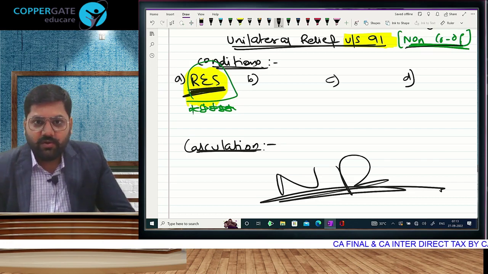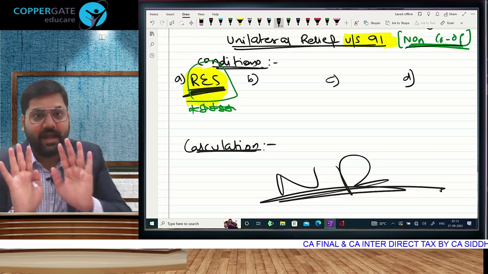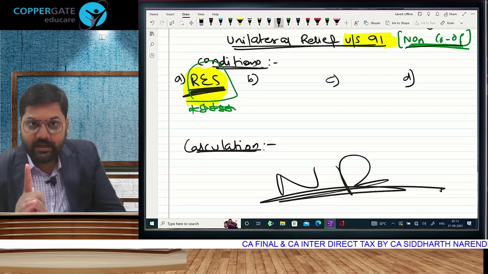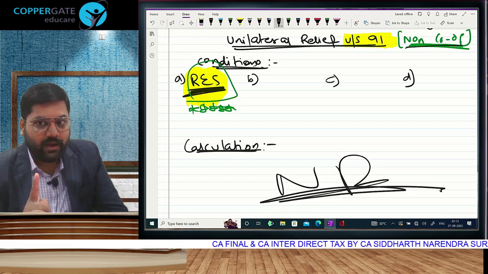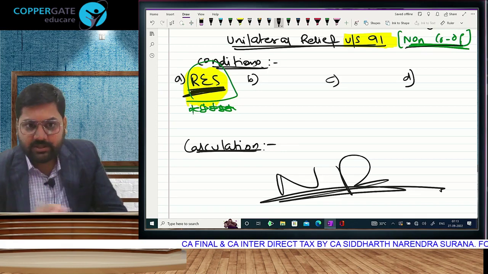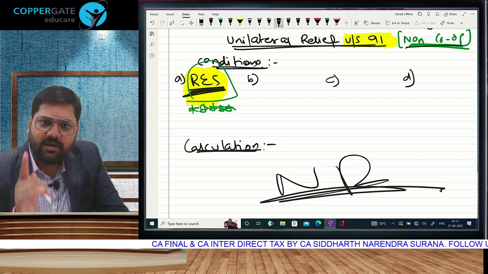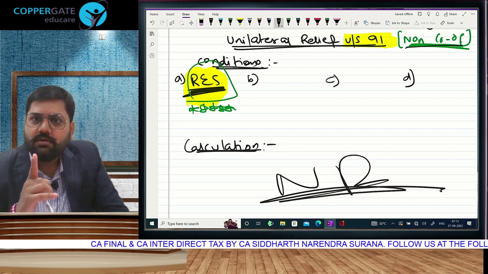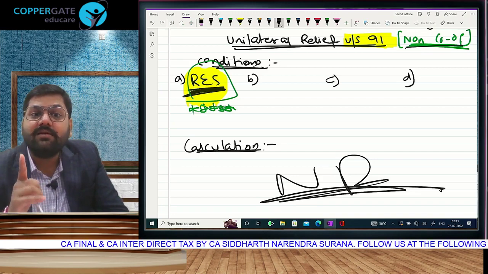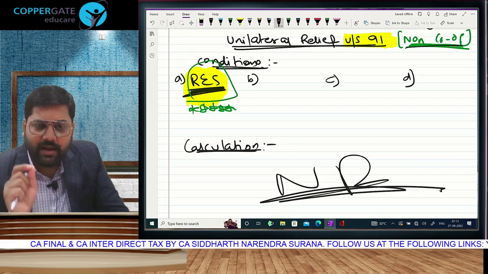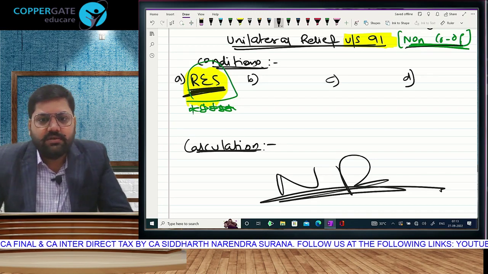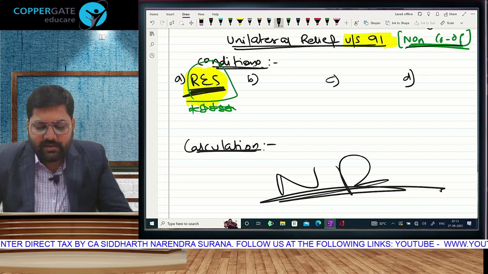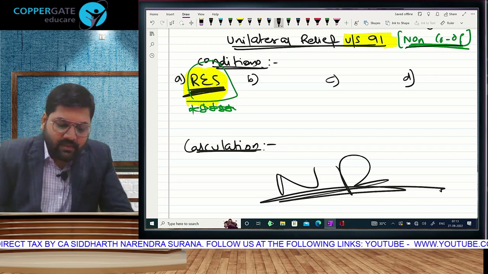Understood? Unilateral relief, conditions B, C and D I will tell you, but the main condition, the only thing that you have to take home from here, if I ever ask you after today's lecture in any chapter, who gets unilateral relief? Instantly from your mouth I should hear resident. Unilateral relief is only and only for an assessee who is resident. Non-resident will be ineligible for unilateral relief. Is that condition clear?